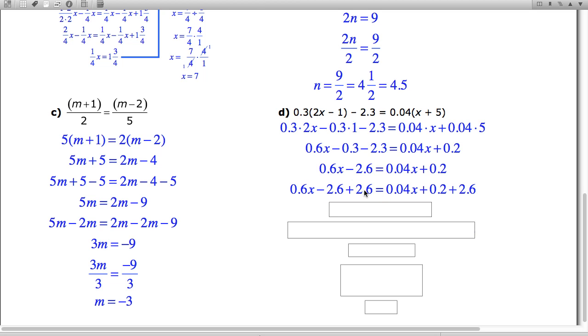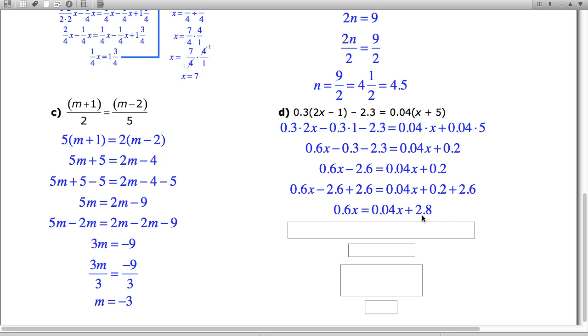So the next thing I'm going to do is move the constant terms onto the right hand side. We had a constant term negative 2.6. If we add 2.6, that makes this whole thing 0. But if I add 2.6 to the left, I have to add 2.6 to the right. So that means I'm going to end up with 2.8 as the constant term on the right.